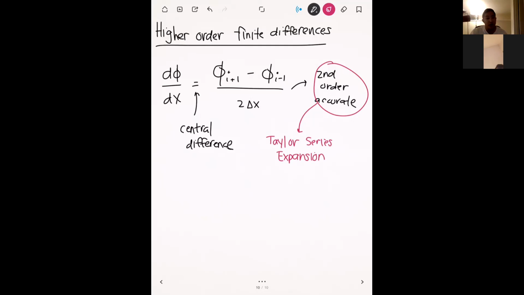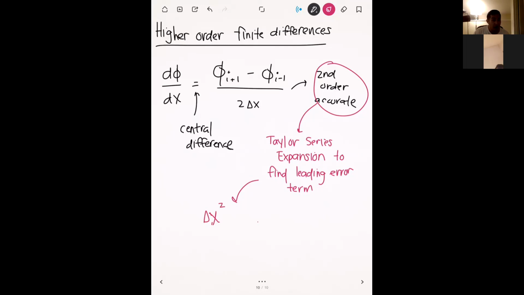And remember, the reason we did a Taylor series expansion was to evaluate the leading error term. Just to jog your memory, the leading error term for this was something like this. The first thing we had was a delta x squared, and that's usually the thing that we focus on.